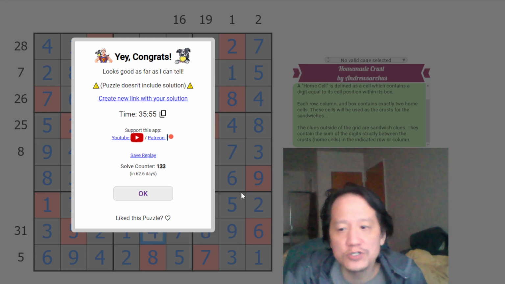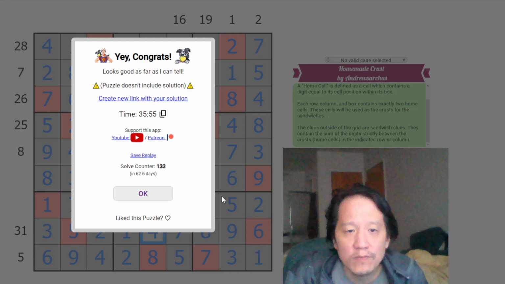And that's the solution. Hope you enjoyed the solve. Very clever. I like this. I've done normal sandwich Sudokus before, but this version with the home cell and the homemade crust is very interesting.